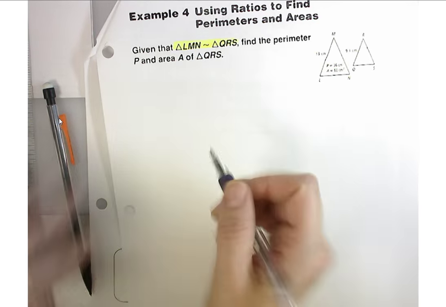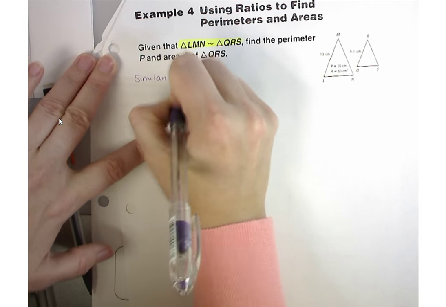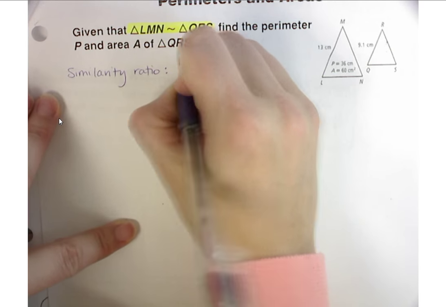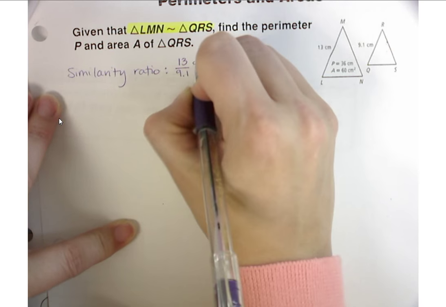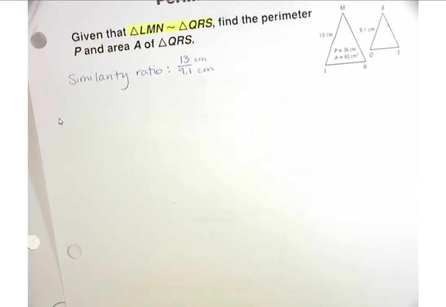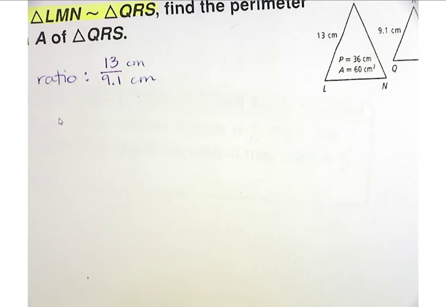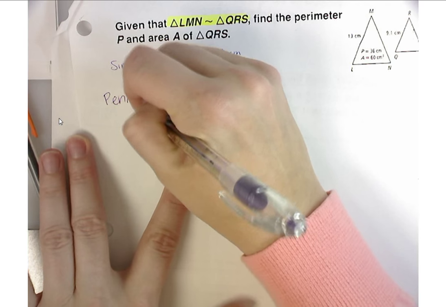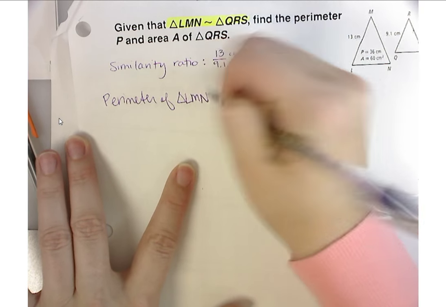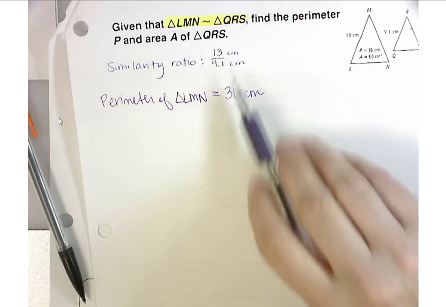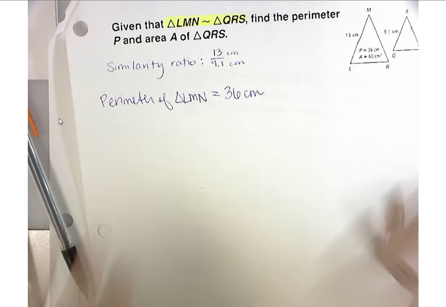So first let's start with the similarity ratio. And remember, the similarity ratio is just going to be two corresponding sides. And they already give you one pair of corresponding sides. So this is going to be 13 over 9.1, and they're both in centimeters. Okay, now notice that you're also given the perimeter of one of the triangles. Sorry, I know it's kind of small. So you can see that the perimeter of triangle LMN is 36 centimeters. And we can use the similarity ratio to find the perimeter of triangle QRS.